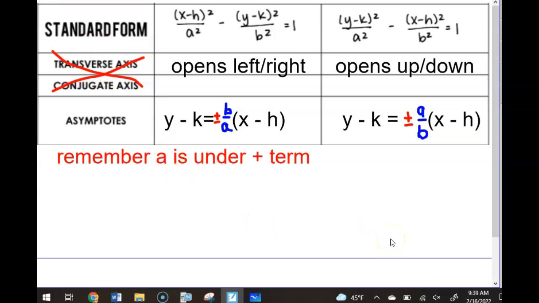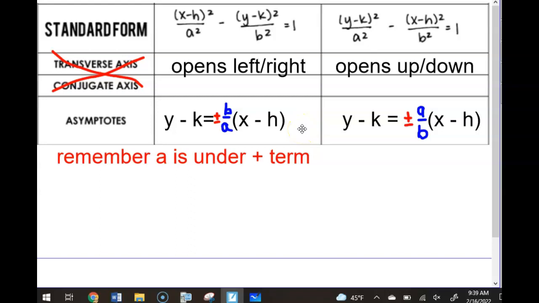All right, so here's the formulas. Standard form, when it starts with an x that's positive here, and that A squared is under that term, it is going to open left or right. That's the thing you need to know, okay? And the diagonal, or the asymptotes, have the equation y minus k equals plus or minus b over a times x minus h.